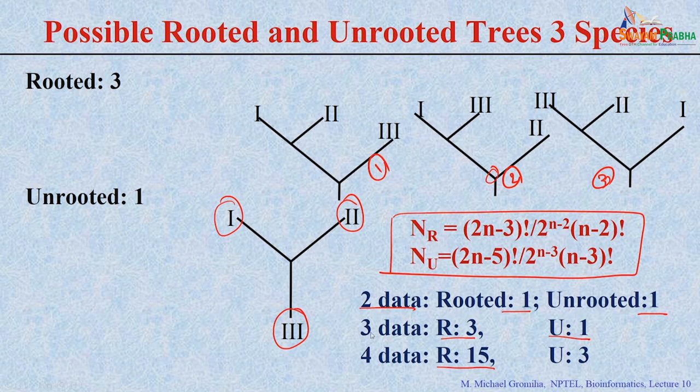For example, if you have 3 data, how many rooted trees? 6 minus 3, that is equal to 3 factorial, that is equal to 6, divided by 2, right. So, 3 minus 2 equal to 1, here equal to 1 into 1, 1. So, this equals 6 by 2, that is equal to 3, right. So, here n equal to 3, then the number of rooted trees equal to 3. You can use this equation. Likewise, for unrooted trees, n equal to 3, then nu equal to 1, right. You can fit this equation. Likewise, you can use 4 data or 5 data, and you can get the number of rooted and unrooted trees.